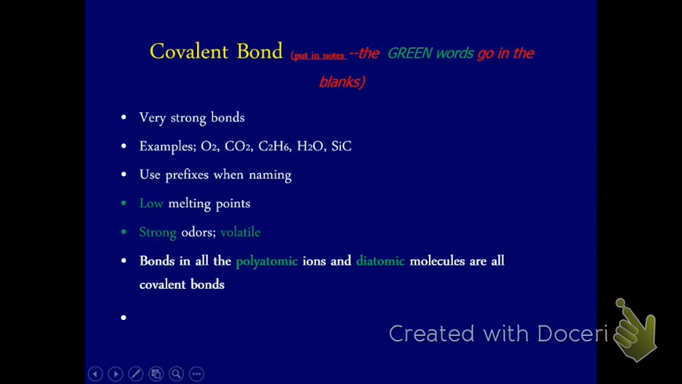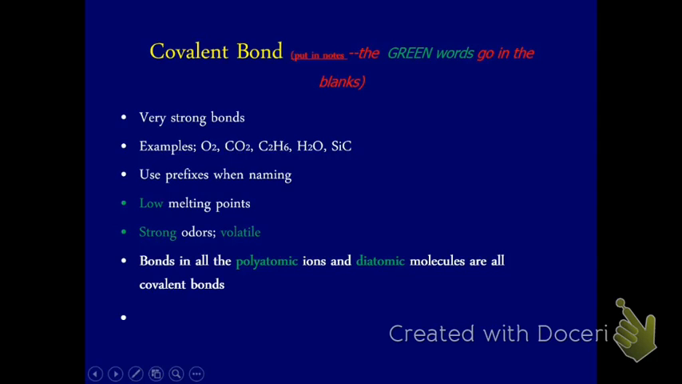When you're naming covalent compounds, there are some rules for naming, adding prefixes. They have low melting points, so they change from a solid to a liquid at not very high temperatures. They have very strong odors for the most part. If you think about opening a bottle of rubbing alcohol or a bottle of ammonia, you are hit by the odor as soon as you open the container. They're also volatile. They change to a gas very quickly. You leave a bottle of ammonia or rubbing alcohol open, within hours you'll notice that the level of the liquid has gone down because it's volatile, it's evaporating.